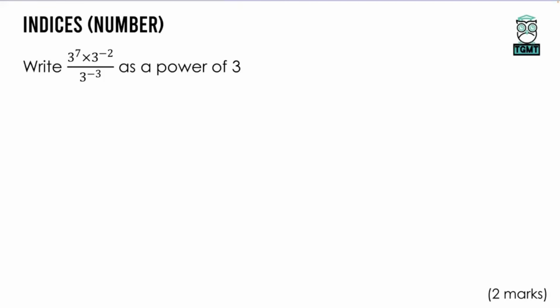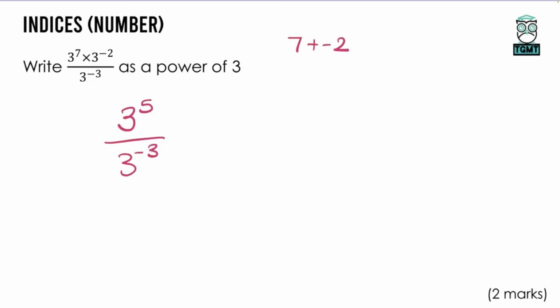So on the numerator there, we can simplify that 3 to the power of 7 times 3 to the power of negative 2 by adding the powers. And not forgetting, you can use your calculator for those negative number calculations. So we need to do 7 add negative 2. You can do that on the calculator, but it comes to 3 to the power of 5. We then have 3 to the power of negative 3 on the bottom.